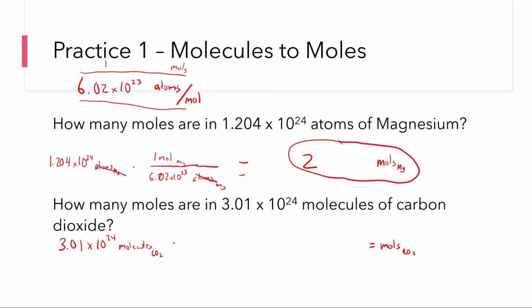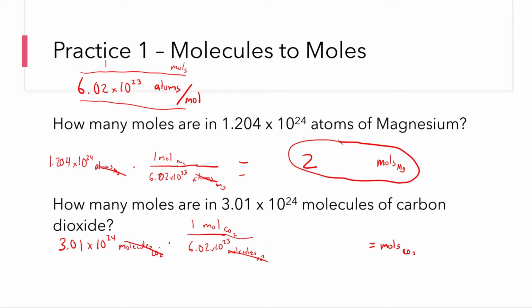Now in order to do this, we're going to want to do the same thing, times 1 mole per 6.02 times 10 to the 23rd molecules of CO2. The units will cancel here, and we will be left with moles of CO2.